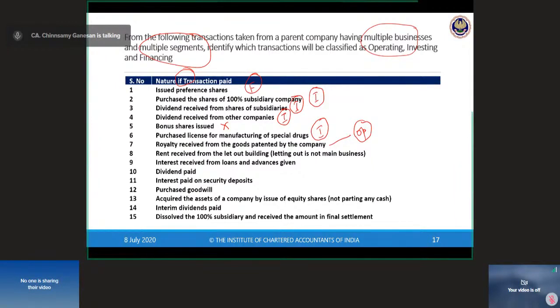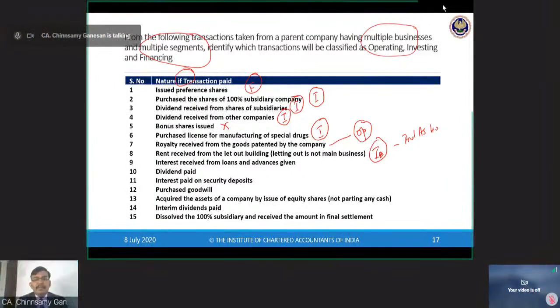So when I am not having the main business of letting out, this will become my investment activity cash inflow, because my investment is investment in investment property as per Ind AS 40. Any rental receipts not relating to the main business will automatically become my investment income. So investment activity.